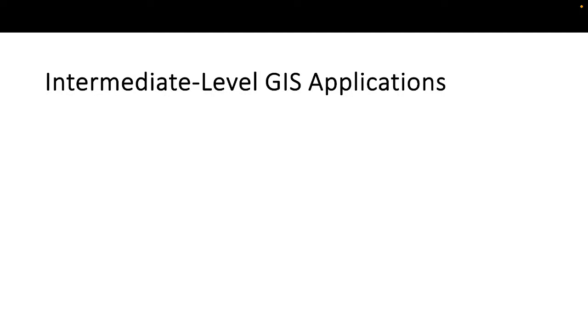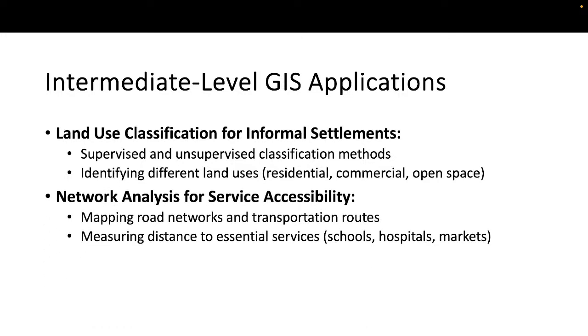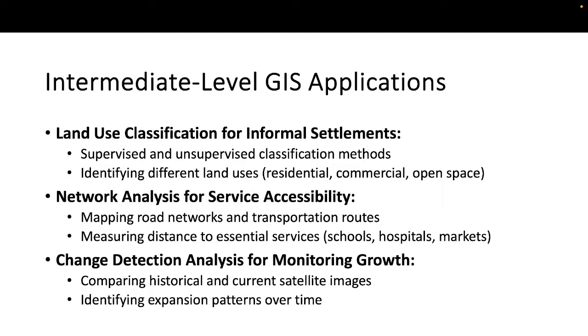At the intermediate level, we use land use land cover classification for informal settlements. We can identify different land uses such as residential area, commercial area, and open space, using supervised and unsupervised classification methods. We can also do network analysis for service accessibility, mapping the road network or transportation routes and measuring the distance to essential services such as schools, hospitals, and markets. And change detection analysis, comparing historical and current satellite imagery.